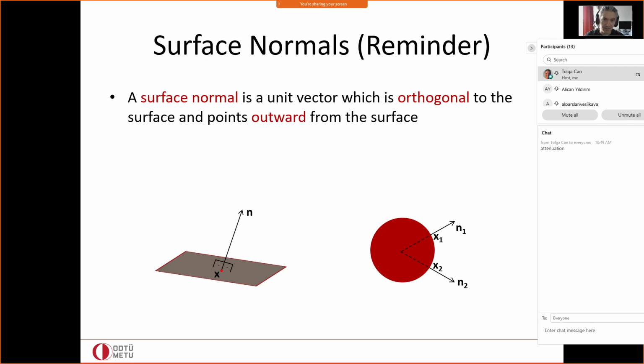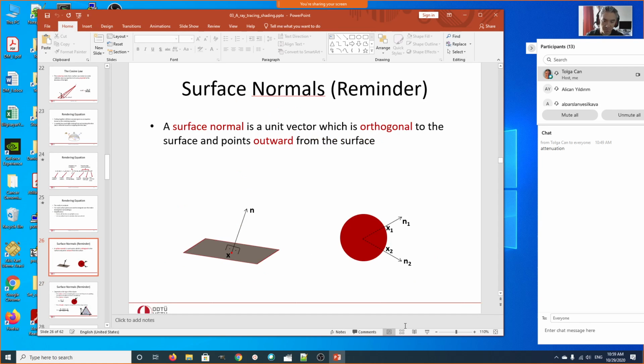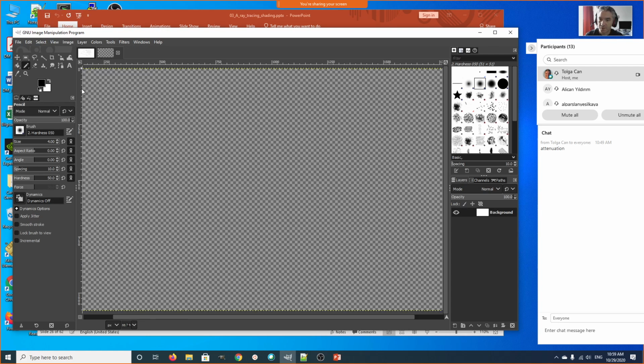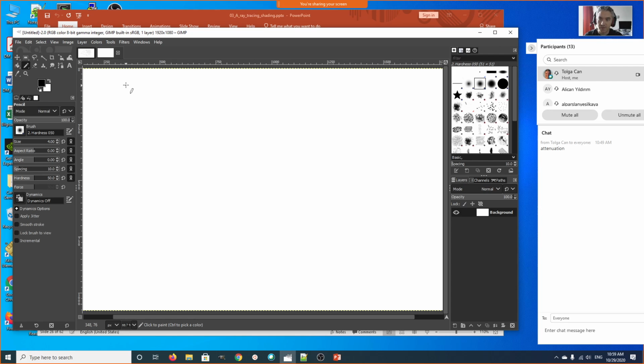Now, at this point, let me tell you about our simple model here on GIMP. The color along a surface, we will have it computed in three components: ambient, diffuse, and specular. And I will illustrate each of these components on a sphere. So imagine this is my ray, and it hits a point on a sphere.